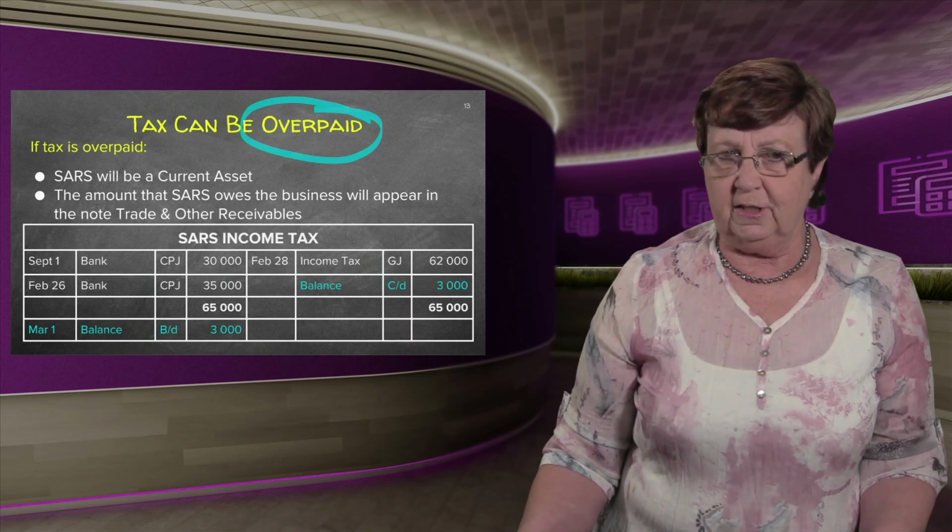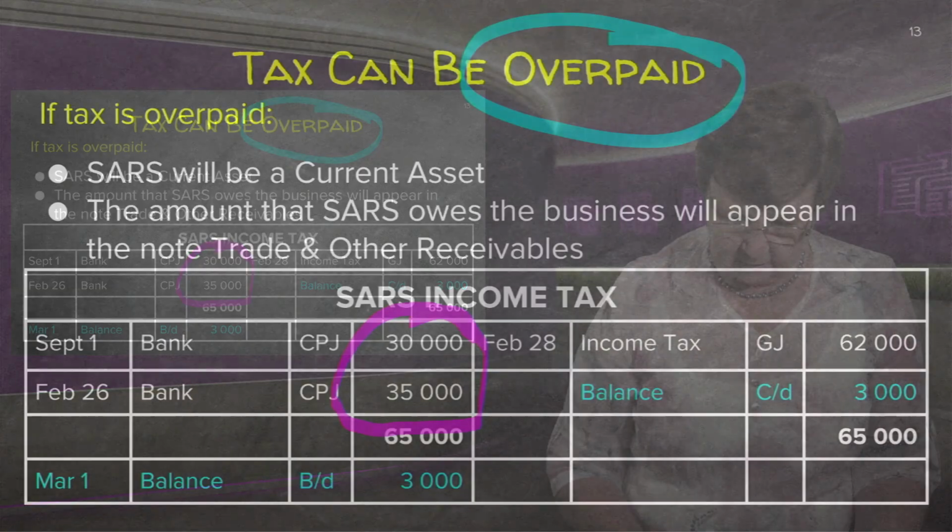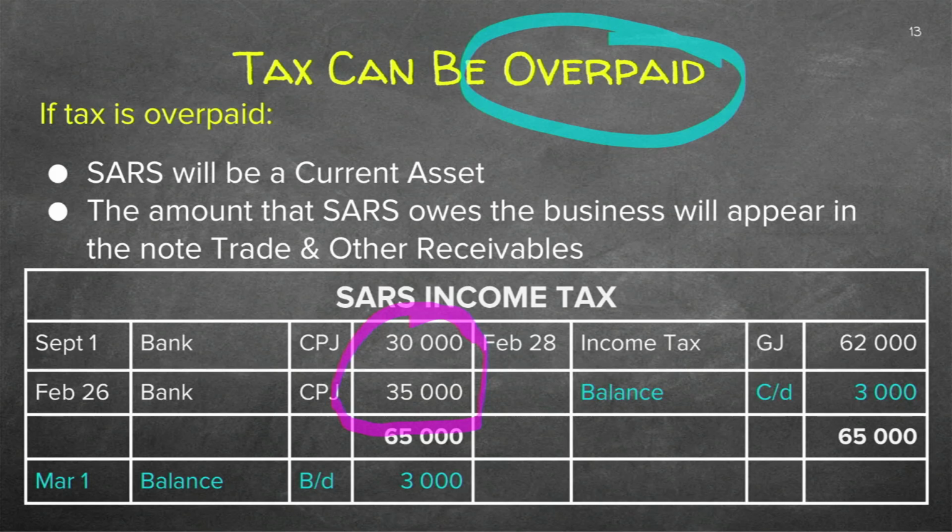So I've got a different SARS account here. And so my two provisional payments are 30,000 plus 35,000, which gives me my 65,000. And when we received our tax assessment from SARS, they said we only owed them 62,000 Rand. So we have overpaid SARS. It's the end of the year, so I have balanced my SARS account, and you will now see that the balance for SARS is on the debit side.